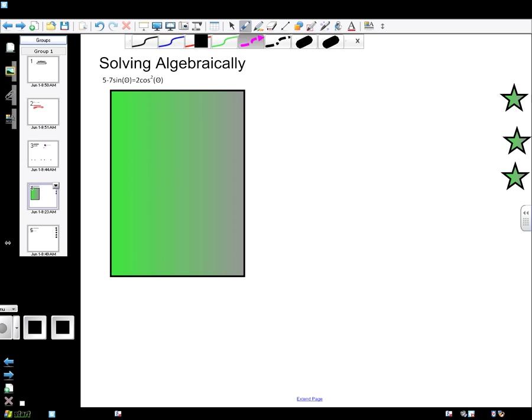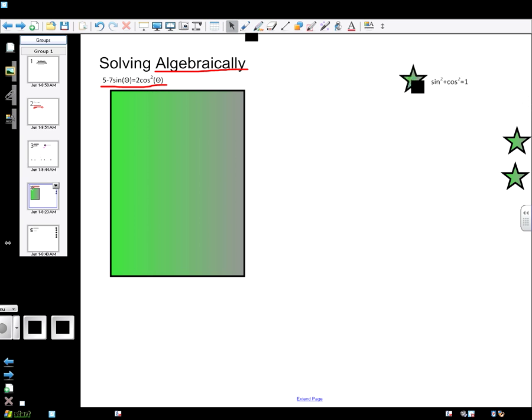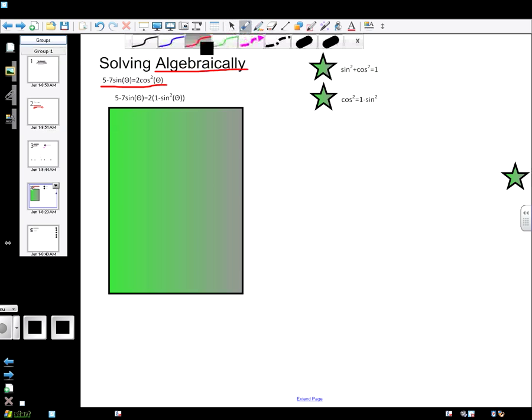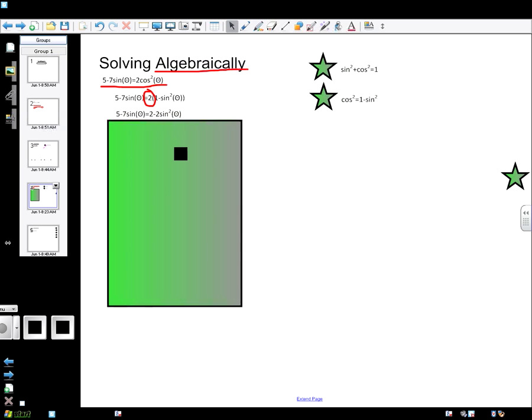Our next step is solving the equation algebraically. And we're going to use the Pythagorean identity, which says that sine squared theta plus cosine squared theta equals 1. So technically cosine squared theta equals 1 minus sine squared theta. But first we take out the 2 and then distribute the 2 by 1 minus sine squared theta.